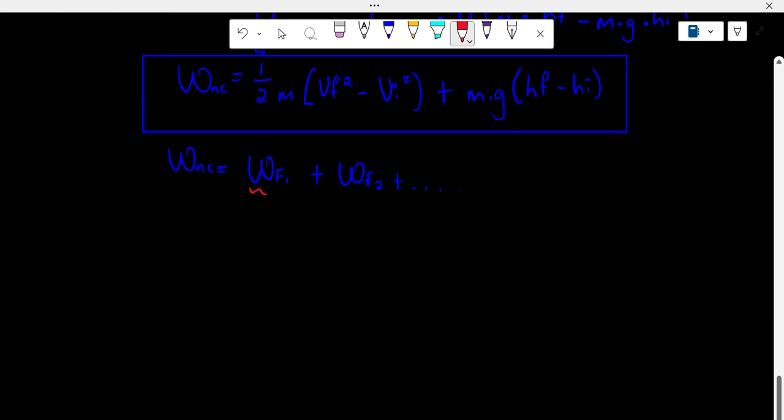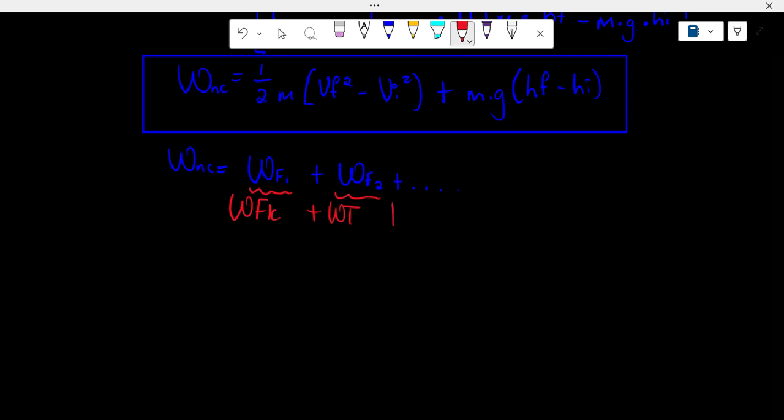Let's say the first non-conservative force acting on the object is friction, and then the second one, let's say that's tension, and then there's the third one, let's say that's applied force, right? So your non-conservative forces will be the sum of the work done by friction, the work done by tension, and the work done by a certain other force, say Fa.